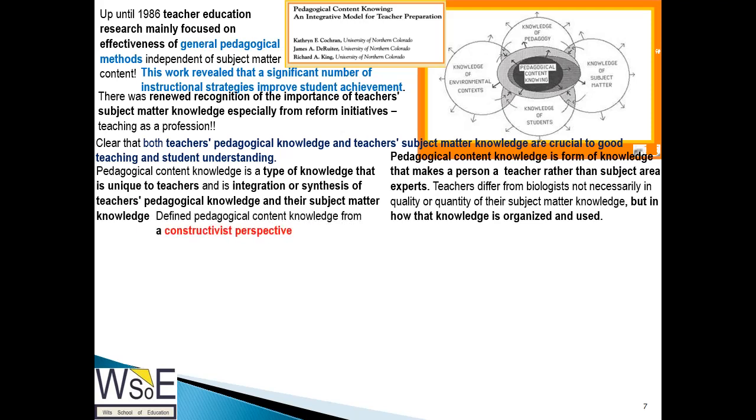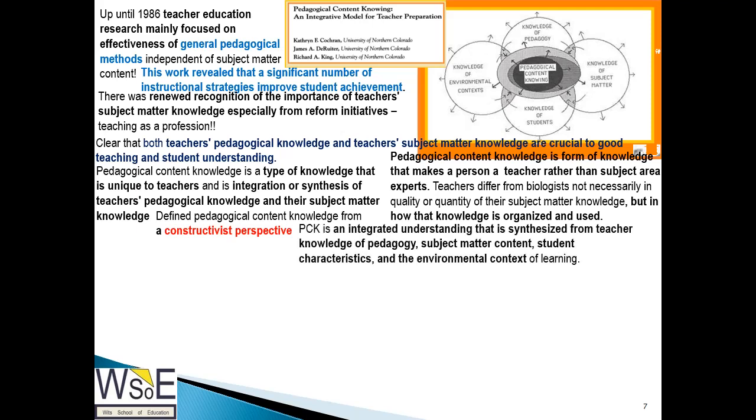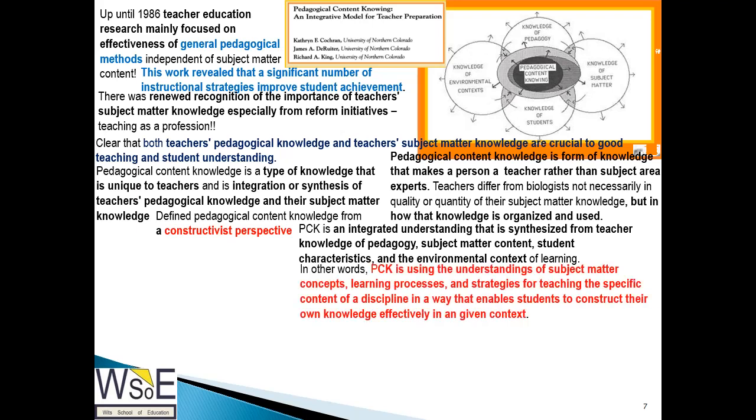Now, Cochran et al. defined pedagogical content knowledge from a constructivist perspective. In other words, using constructivism, where people build their own knowledge. It's built on a foundation of what they know already, and so on. They said PCK is an integrated understanding that is synthesized from teacher knowledge of pedagogy, their subject matter content, student characteristics, and the environmental context of learning. So those are the 4 things that make PCK.